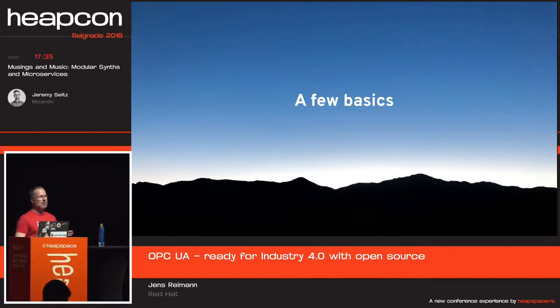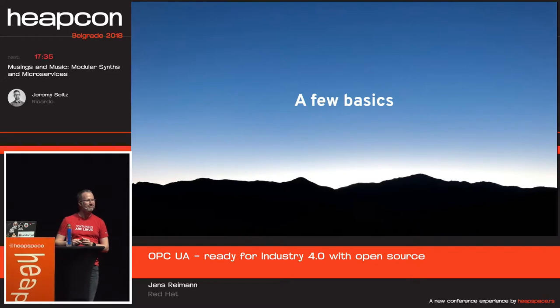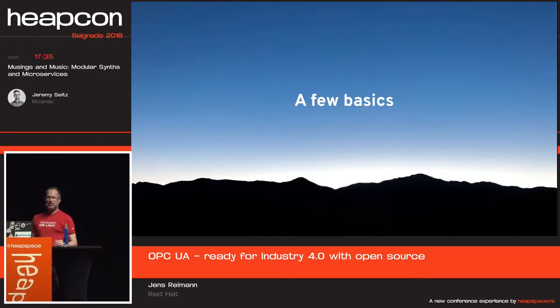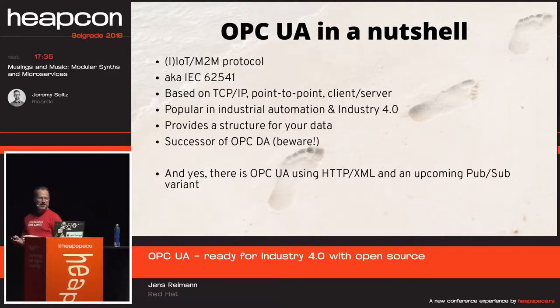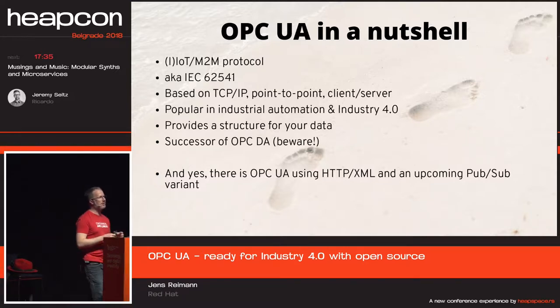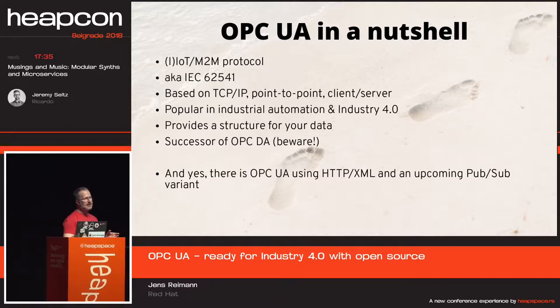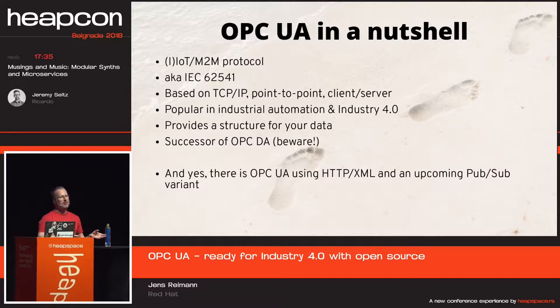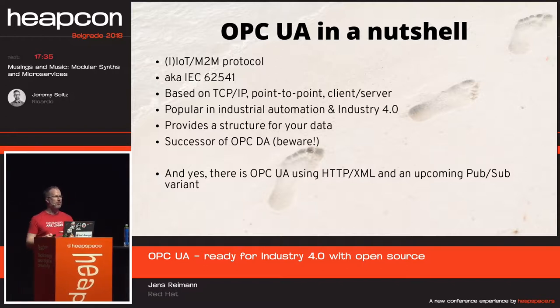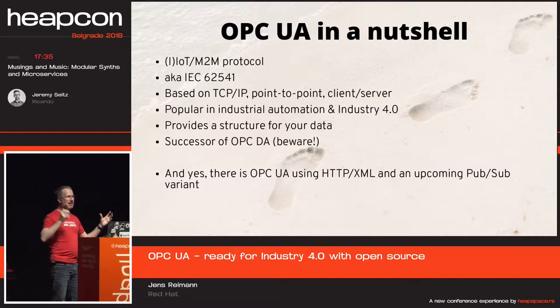So a few basics about OPC UA. One question: who knows about OPC UA? Okay. Who knows about IoT? Okay. So OPC UA in a nutshell. There are different variants or different aspects of IoT. IoT can be a small device, but IoT can also be something like the Large Hadron Collider at CERN. So these are the different angles to IoT.